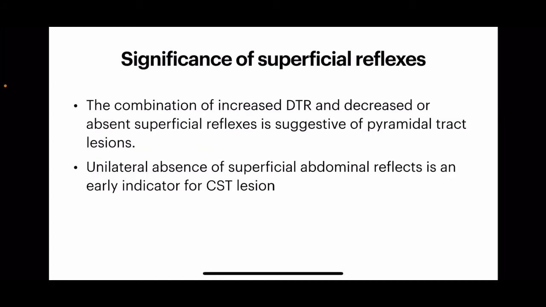And what is the significance of the superficial reflexes? The combination of exaggerated deep tendon reflexes, that is hyperreflexia, and decreased or absent superficial reflexes is suggestive of a pyramidal tract lesion, essentially a stroke or some pathology involving the pyramidal tract, that is the corticospinal tract. Similarly, the unilateral absence of superficial abdominal reflex is an early indicator of a corticospinal tract lesion. So this again is a significance of the superficial reflexes.